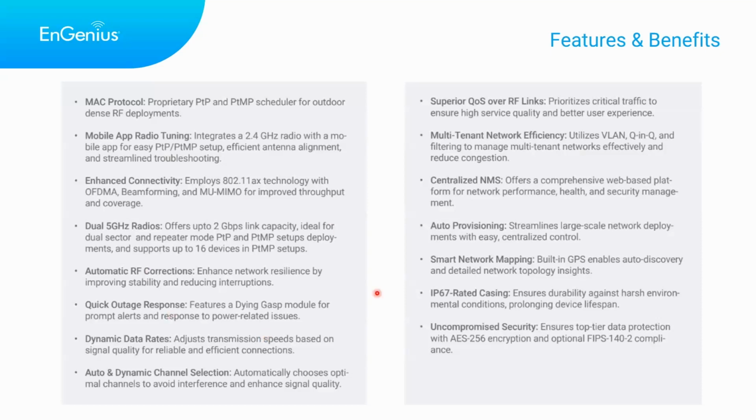So we have software features such as automatic RF corrections, outage response, which is for dying gasp, and then dynamic data rate. That means on the fly, depending on your environment, your noise, interference, maybe your signal ratio as well, the data rates can automatically be adjusted to have the best throughput as much as possible. Of course, you would have options such as DCS, like what we have on the cloud, dynamic channel selection, which would run through the system automatically. We have multi-tenancy on the central NMS as well, and it's auto-provisioning too.